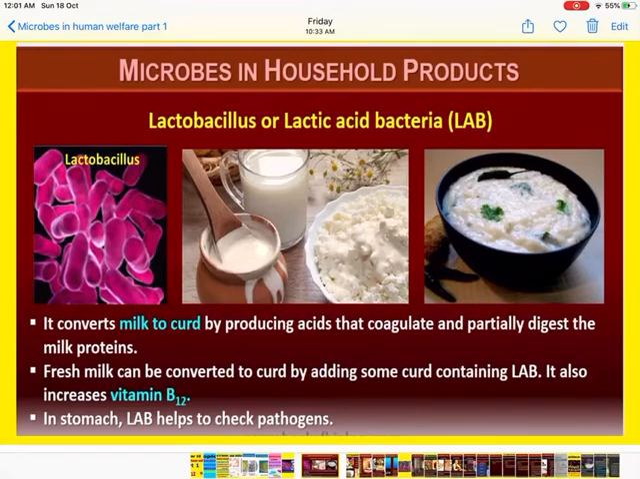So why do we convert milk into curd? Why can't we take milk directly? Because in curd the amount of vitamin B12 increases. And second use क्या है इसका? In the stomach, these bacteria help to check pathogens. अगर हमें कोई stomach infection हो गया है तो we used to take curd. Why? क्योंकि जो lactobacillus बैक्टीरिया हैं वो स्टमक में पैथोजेंस की ग्रोथ को रोकते हैं, उनको चेक करते हैं. So lactobacillus are very useful bacteria.